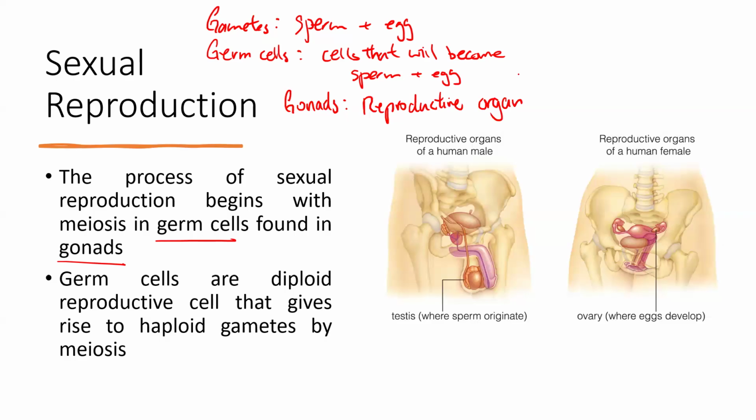All right? Wonderful. So to put it all in a sentence, germ cells are diploid reproductive cells. They have 2 sets of chromosomes and they will give rise to haploid gametes. Right? You cut the number of chromosomes in half by performing meiosis.